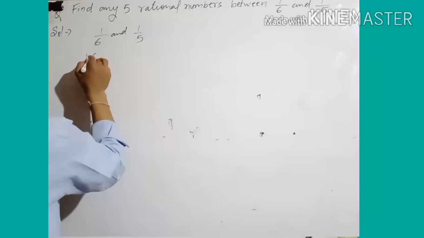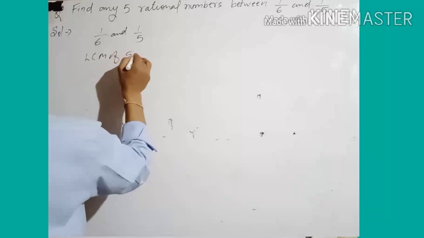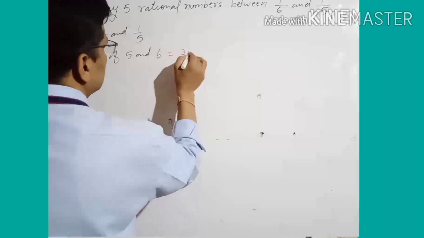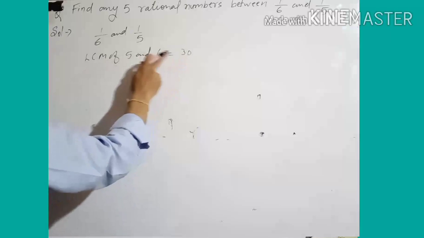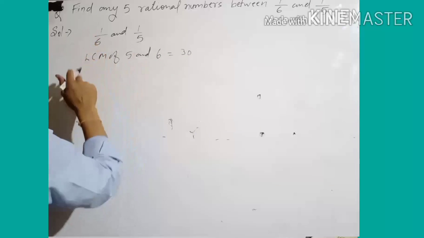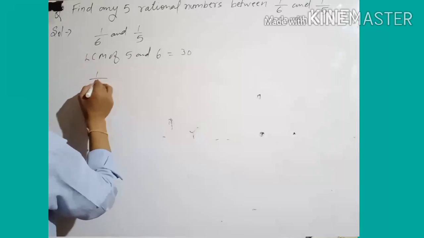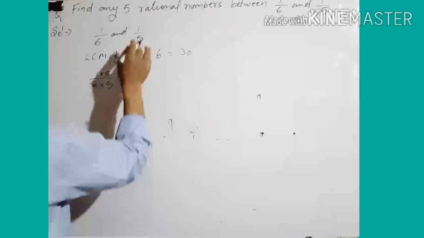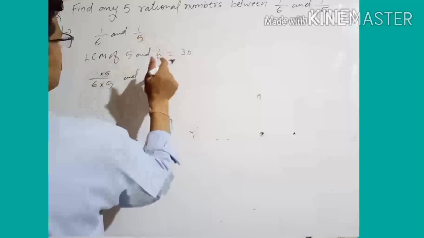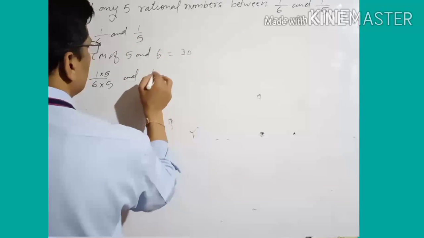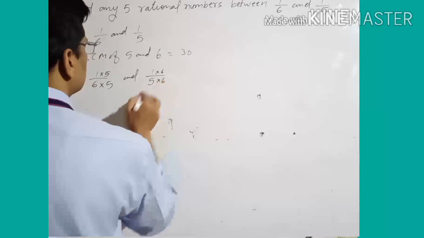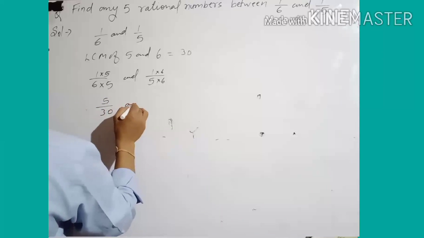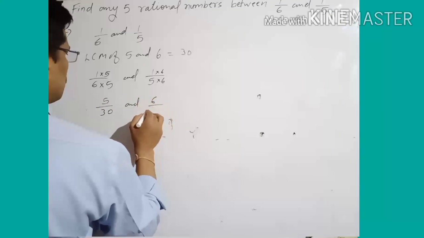So we can write here the LCM of 5 and 6. What is the product? 5 times 6 is 30. Now this 30 should be divided by 6, so you get 5. So 1 upon 6 is multiplied by 5. And for 1 upon 5, 30 divided by 5 gives 6, so 1 upon 5 should be multiplied by 6. What we get here is 5 upon 30 and 6 upon 30.